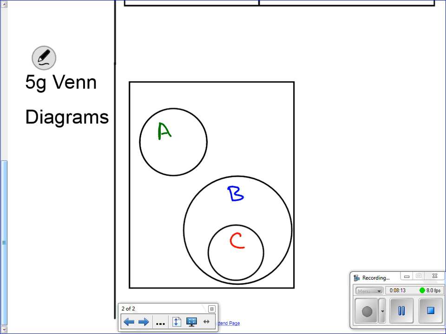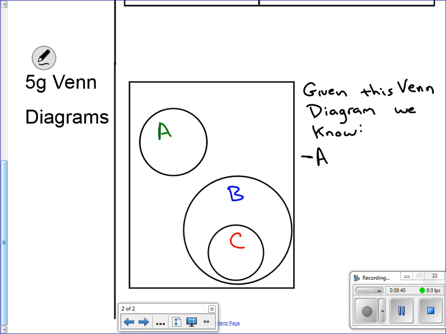Given this Venn diagram, we know this stands true. Anytime we know this for fact. First, if you look at A, A is never B or C. Anytime A happens, then B or C will not happen. A never coincides with B. If A is true, B and C are not.